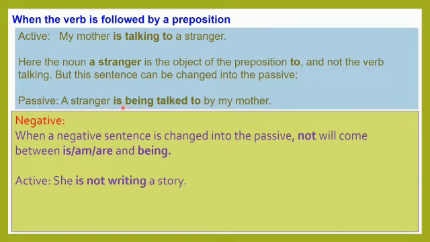Okay? In negative sentences, when a negative sentence is changed into the passive, not will come. The word not will come between the helping verb is, am, are, and being. In active voice, she is not writing a story. And in passive voice, a story is not being... not like that, a story not is being. But we will write like this: a story is not being written by her.